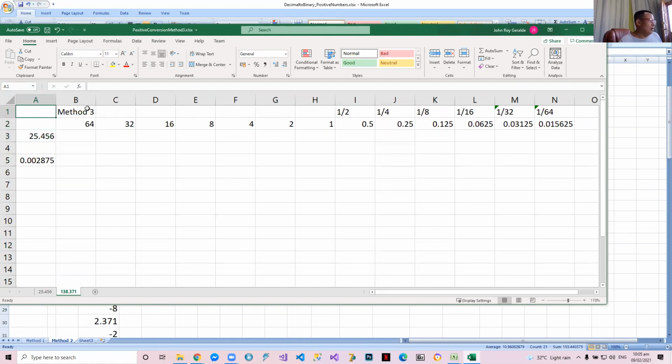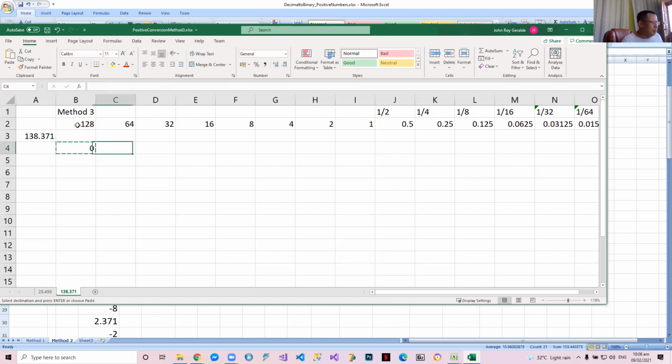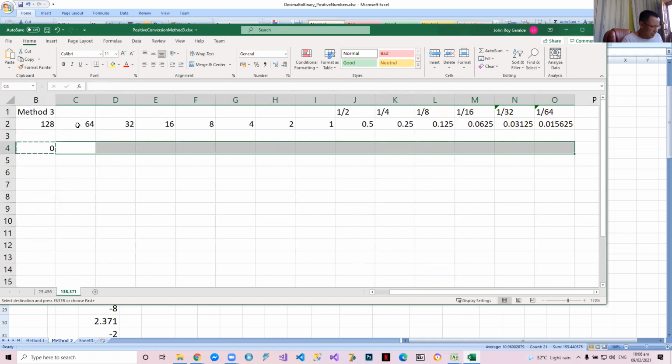Now we lack one more because it's 138.371. We lack one more column. This is 128. Okay. So remember the formula. We are going to have equals this times whatever is there above, no? And then we'll just copy this to the last.